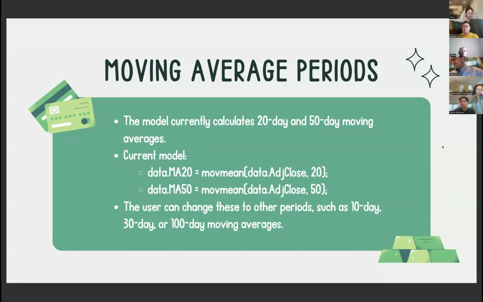And we could also change the moving average periods. The model currently calculates 20-day and 50-day moving averages. So we could change that to reflect 10 days, 30 days, or 100 day moving averages.